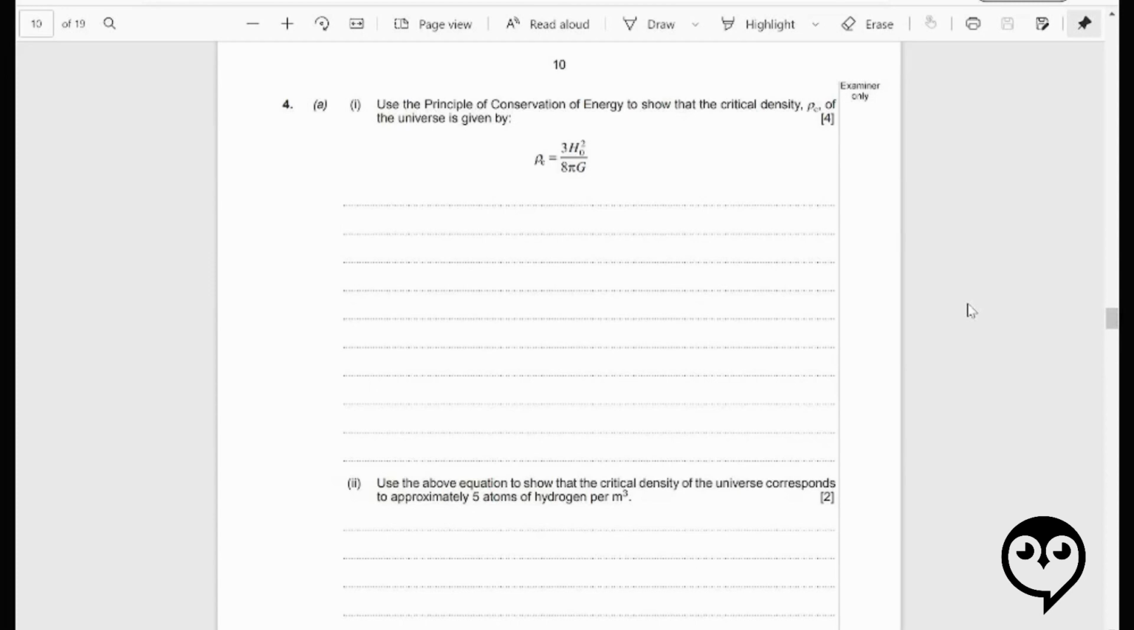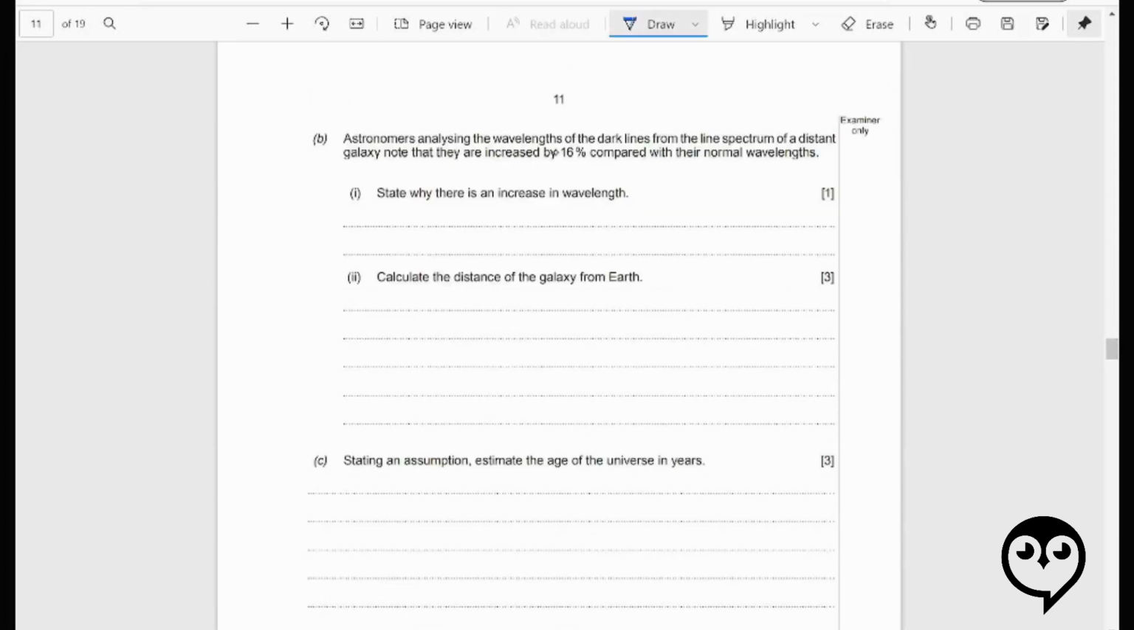Okay, and this is a Component 2 paper from the WJEC Eduqas, from 2018. Astronomers analyzing the wavelengths of the dark lines in the line spectrum of a distant galaxy note they're increased by 16% compared to their normal wavelengths. Why is there an increase in the wavelength? Well, this is a redshift, isn't it? This is a redshift due to the expansion of the universe. Okay? Calculate the distance of the galaxy from the Earth.